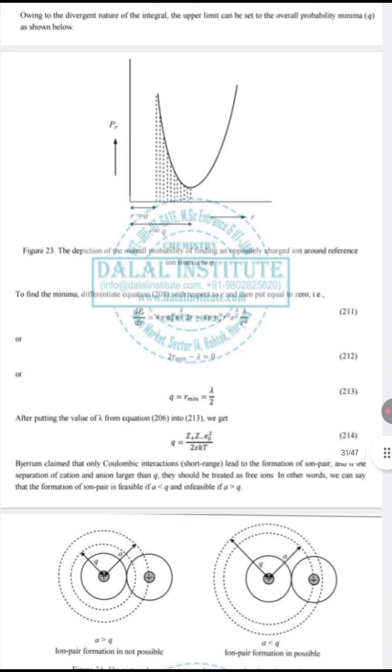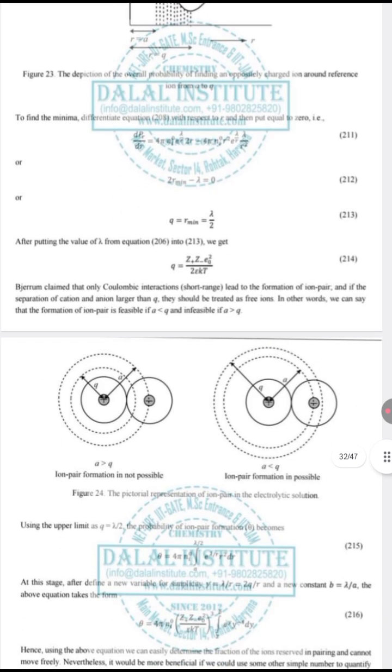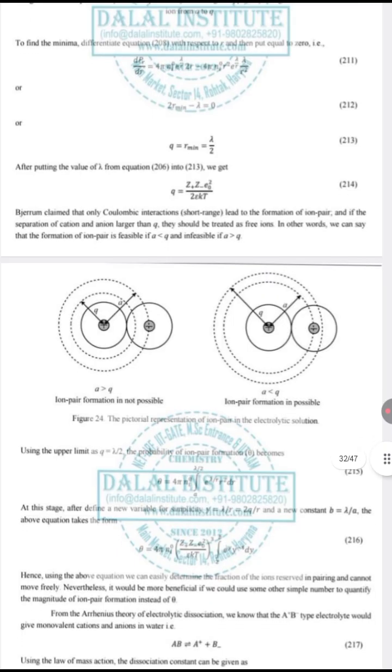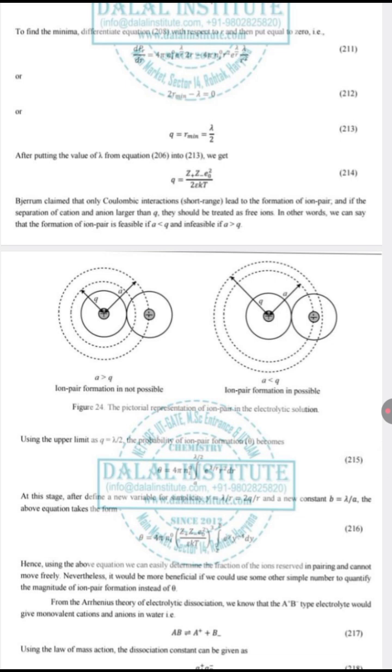Owing to the divergent nature of the integral, the upper limit can be set to the overall probability minima q, as shown below. To find the minima, differentiate equation 208 with respect to r and then put it equal to 0, that is dP/dr equals 4 pi n naught I into e to the power lambda by r into 2r plus 4 pi n naught I into r square e to the power lambda by r into lambda by r square, equation 211.